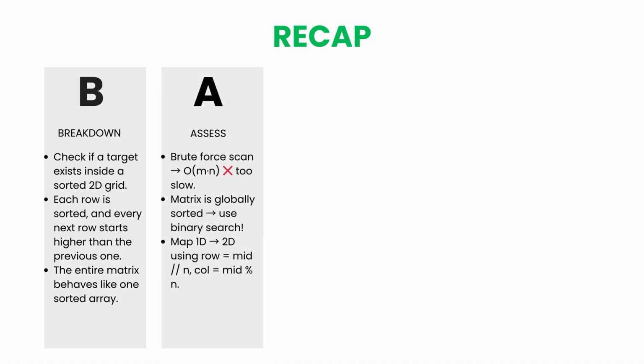Assess recap. We looked at our options. A brute force scan checks every element in O of m times n, but that's wasteful. Because the matrix is globally sorted, we can treat it as a single sorted list and use binary search. That drops the time down to O of log of m times n, while keeping space constant. The key was mapping a 1D index back to 2D coordinates using simple math.